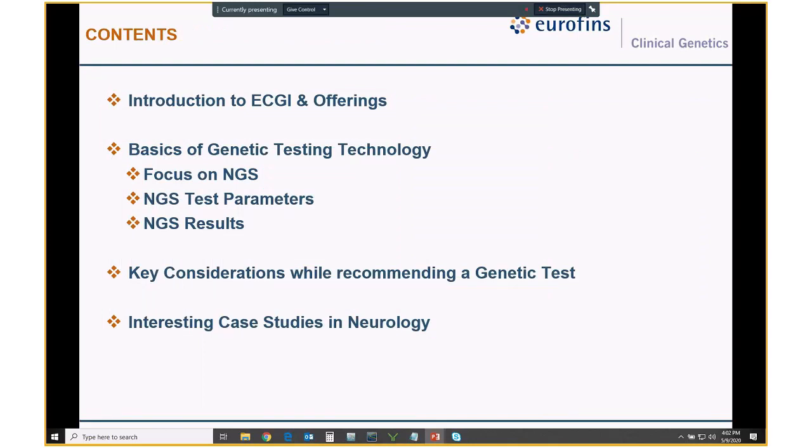I'll be talking a little bit about NGS, trying to demystify it without getting too much into complications, and key considerations as well when you're prescribing a genetic test, and spending more of our time looking at several different subtypes of neurological disorders and some interesting cases within them.